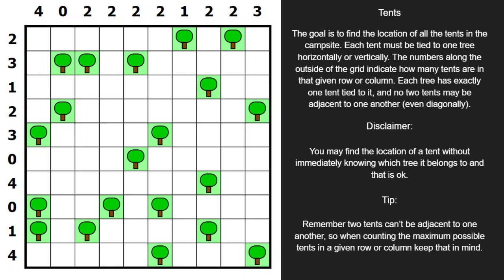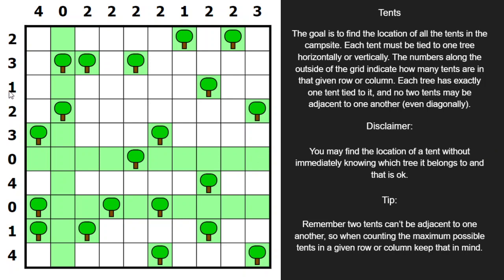Now, without further ado, where would you start first? It's going to be where the zeros are, right? This column here we know has no tents, so we can X all of those out. And this row here, same thing, make all of those green. Same thing with this zero, there's no tents. So that's a great place to start.